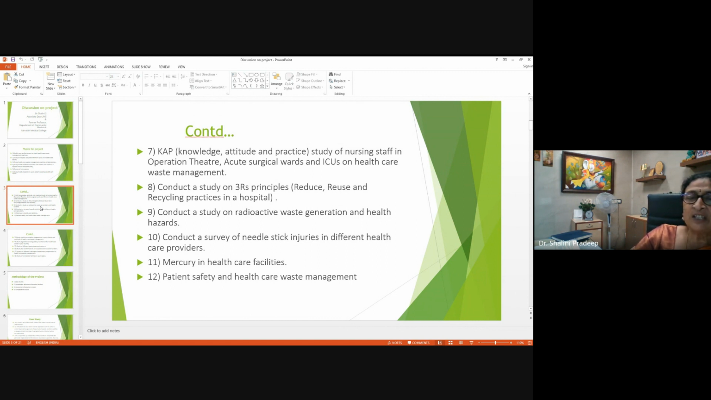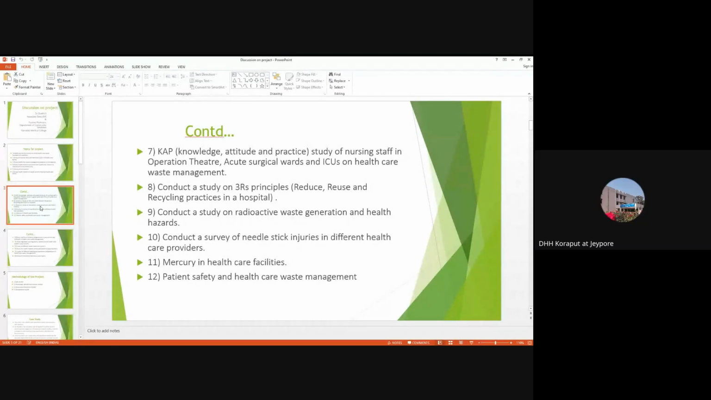So once you have done the KAP study, what next? You will have to have some training program for them. So maybe after 6 weeks minimum, or maybe after 3 months, you can again go back and see how their practices are, whether it has changed after your education. So you can compare their knowledge, attitude, and practice before and after giving the health education. Is it possible?